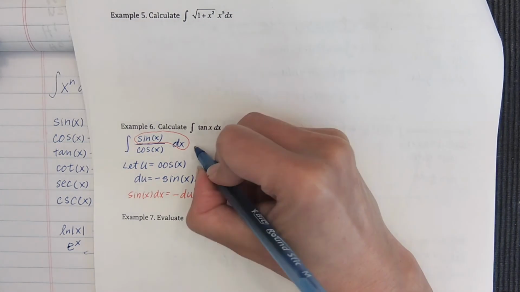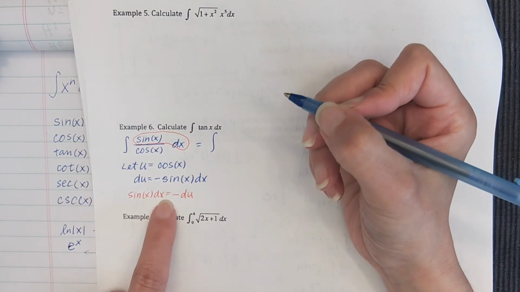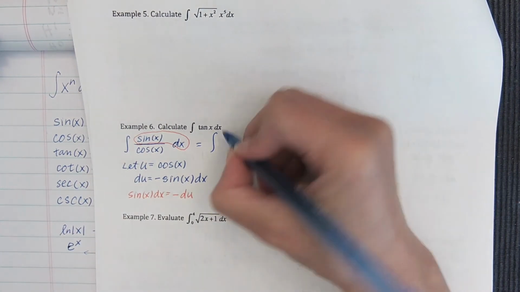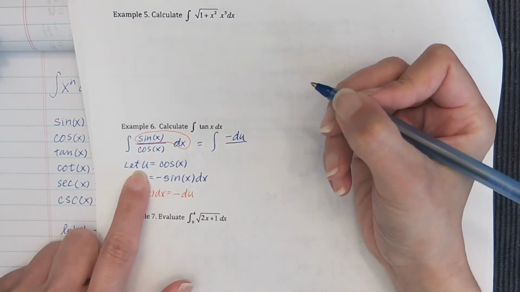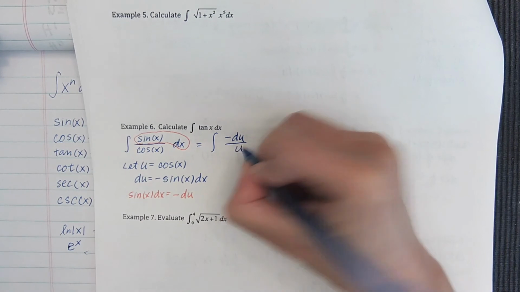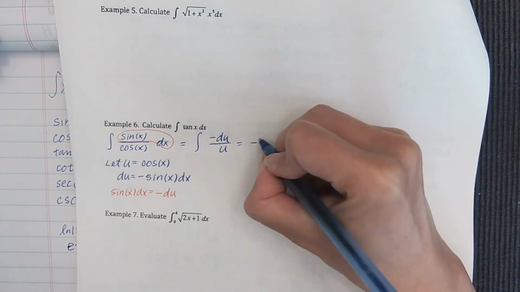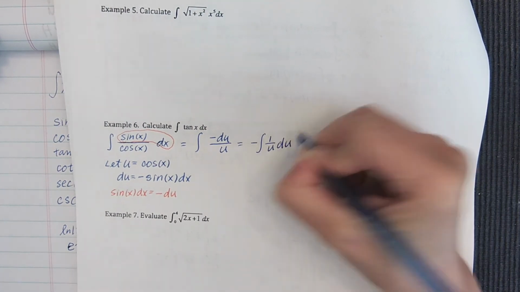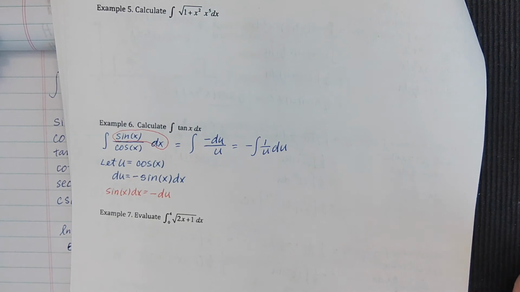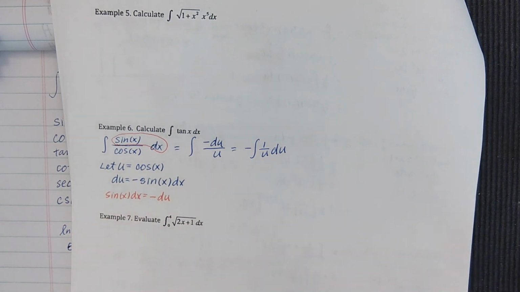So actually it's really nice. This numerator part is negative du. The denominator is just u. Which means the negative can stay outside: 1 over u du. What's this? The negative is out and it's the fraction 1 over u du.